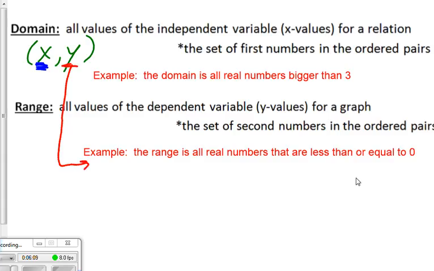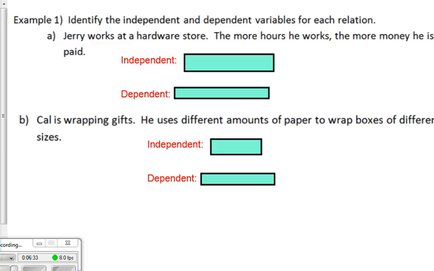Okay? So again, if I was to make a table or a graph, just something to show my relation, my set of ordered pairs, the range is all the real numbers that are less than or equal to 0. That's just as an example. I would be saying all of the possible y values for this set are the numbers that are less than or equal to 0. So that would be an example of a domain and a range. So let's get into some examples of problems here. For example, number 1, we need to identify the independent and dependent variables for each relation.